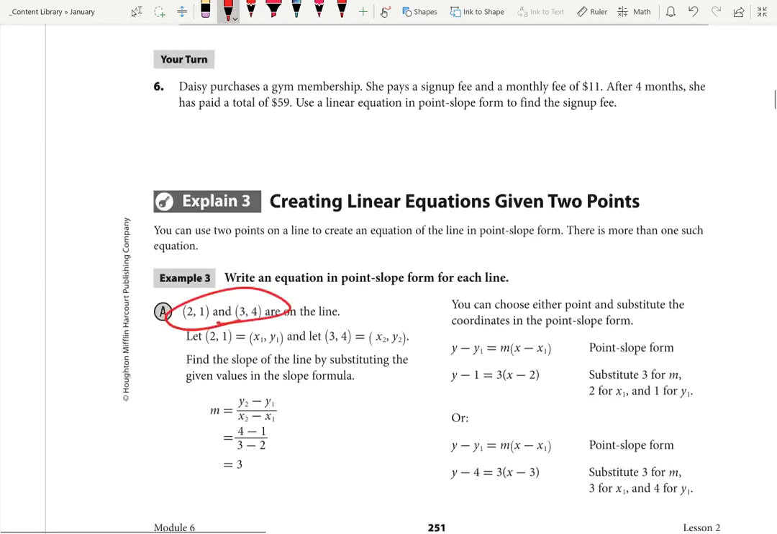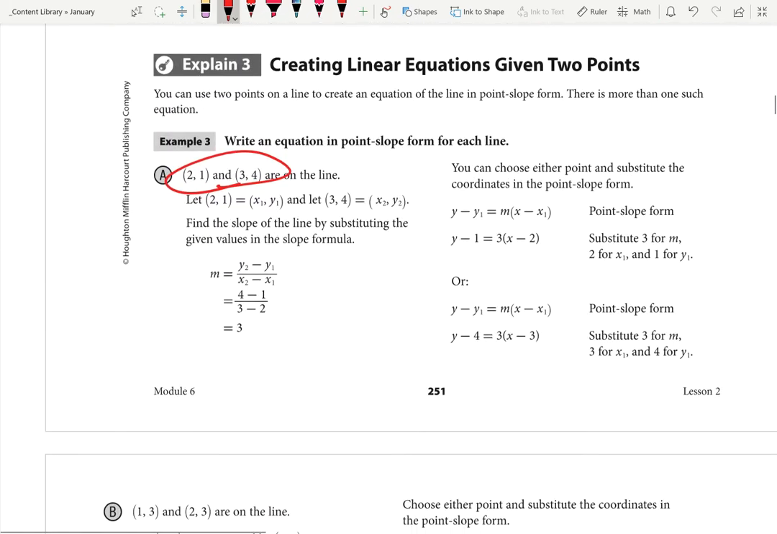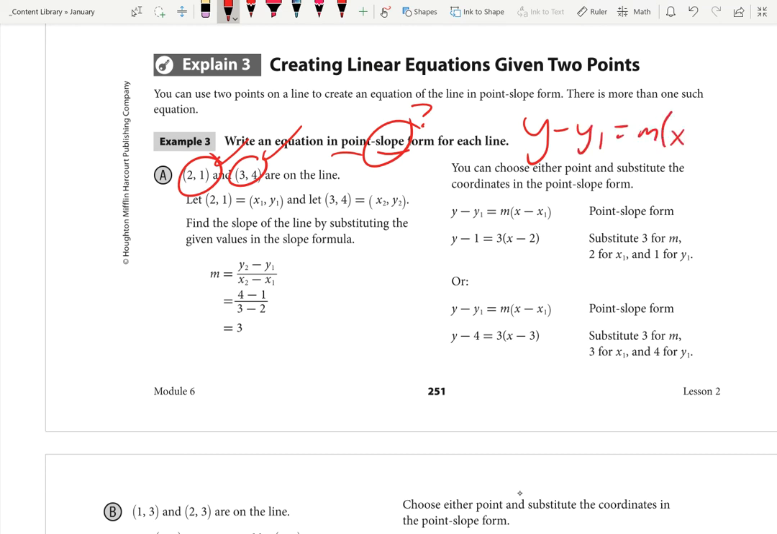But what if I'm not given the slope? If it gives me just 2 points, well, to make a point-slope equation, I need a point, which is fine. I have 2 of them, so I don't have a problem there. But I need to know the slope. The only way I can make a point-slope equation is if I know what to plug in for the m value, right? y minus y1 equals m times x minus x1. I have points. I know I can plug in for the x value and the y value here, but I don't have a slope. So what am I supposed to put for m?